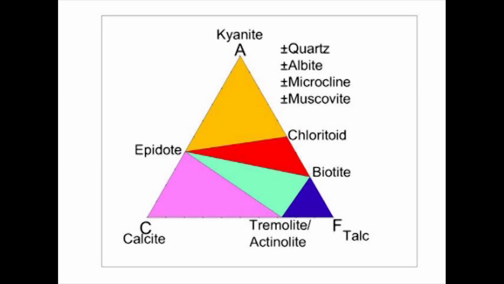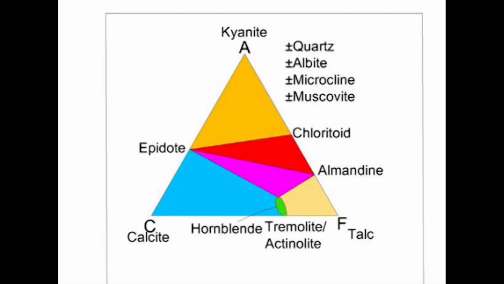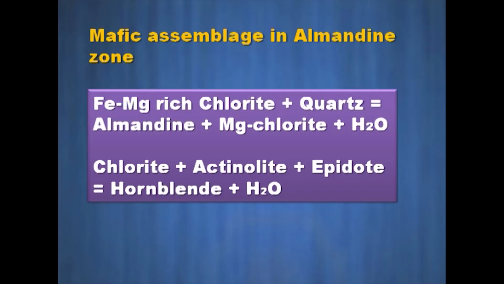The basic assemblages are the same as in the chlorite zone, that is albite plus epidote plus chlorite plus actinolite plus or minus quartz. Mafic and basic assemblages in the almandine zone. During the almandine zone of greenschist facies, almandine-rich garnet and hornblende appear for the first time by the following reaction: Fe-Mg chlorite plus quartz gives rise to almandine plus Mg chlorite plus water.